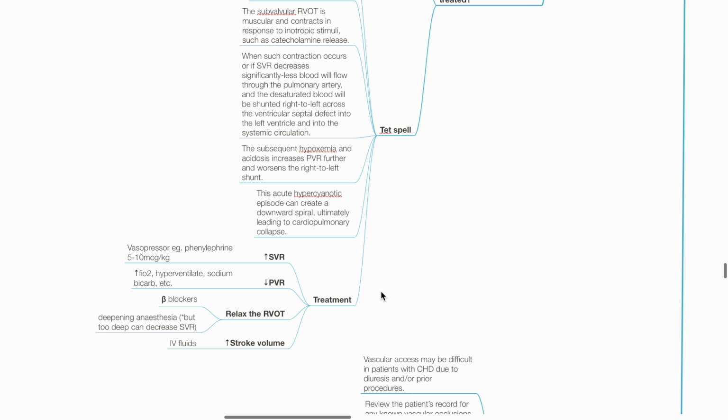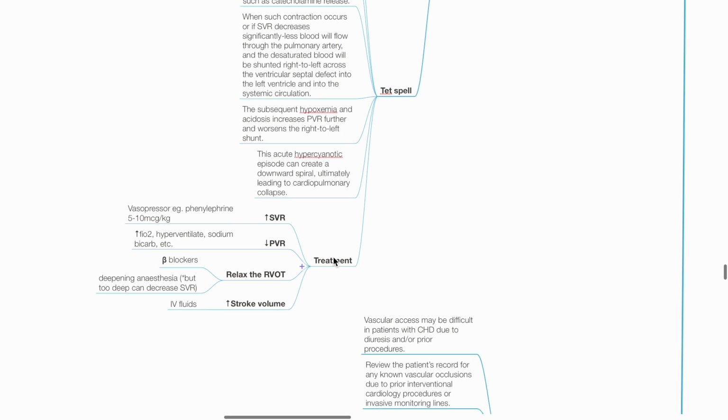Treatment is increased SVR using a vasopressor such as phenylephrine 5 to 10 mcg per kg, and reducing PVR by increasing FiO2, hyperventilation, sodium bicarbonate, etc. Relax the RVOT with beta blockers and deepening anesthesia. However, avoid too deep of anesthesia, which can decrease SVR. Increase stroke volume with IV fluids.